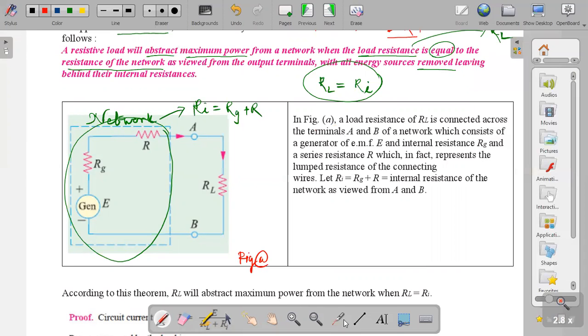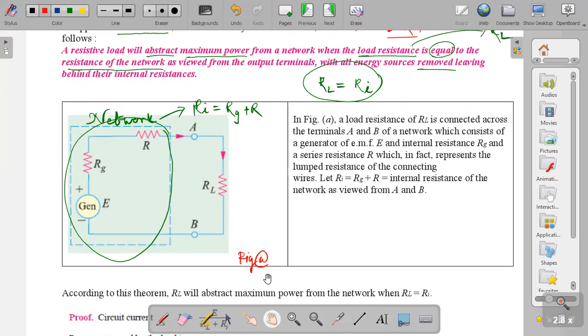Dear student, see, load resistance RL is connected across points A and B. This network consists of generator E, Rg and R, with Rg and R in series. Therefore we can write RL equal to Rg plus R, that is the internal resistance of the network viewed from A and B. When you view from this side, from A to B, R and Rg are connected in series.